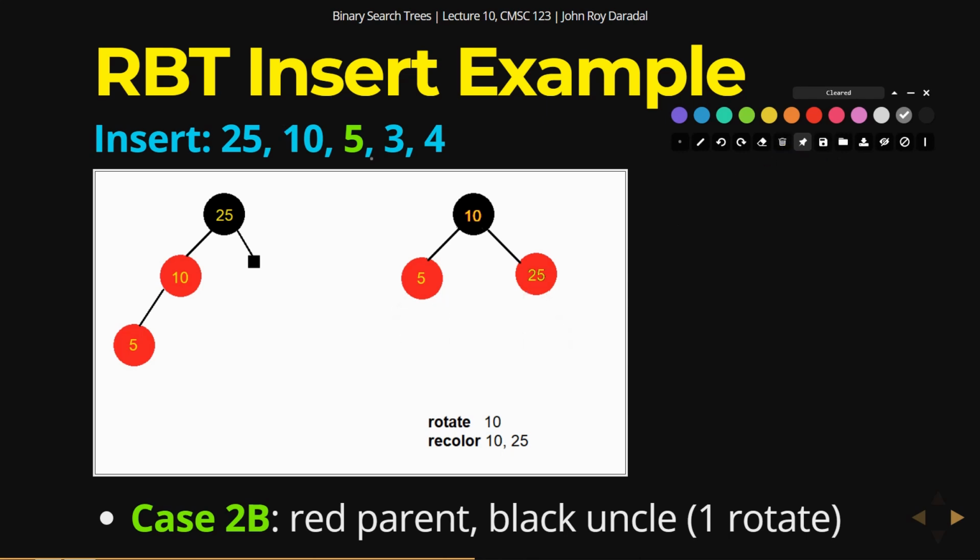Now after inserting 5, we'll need to insert 3. So where will we insert 3? We'll insert it here, right? And then for 3, this is again another red violation. So what will happen there?